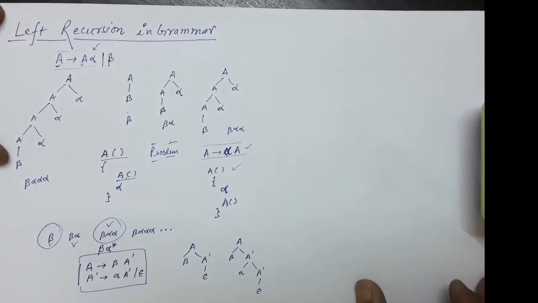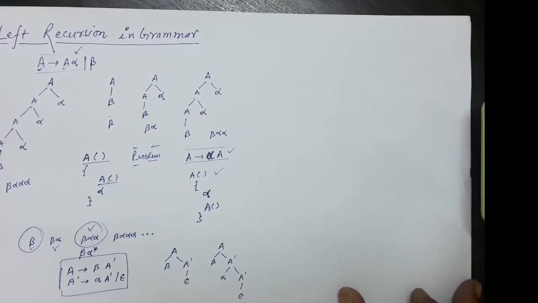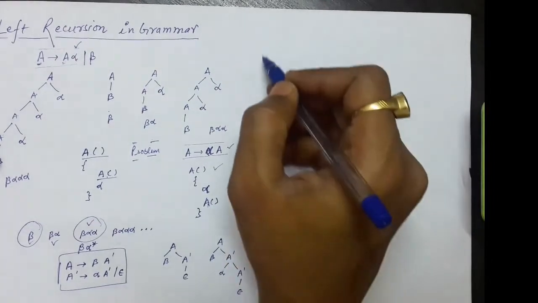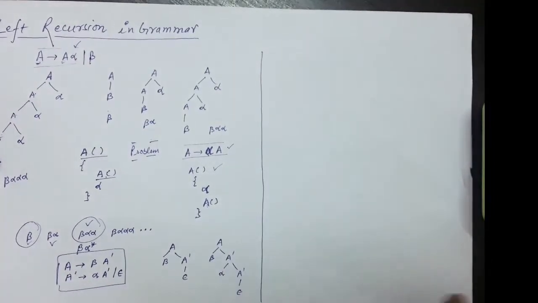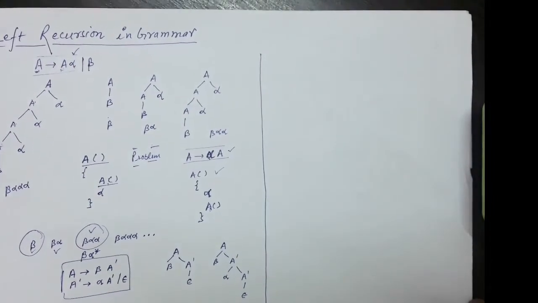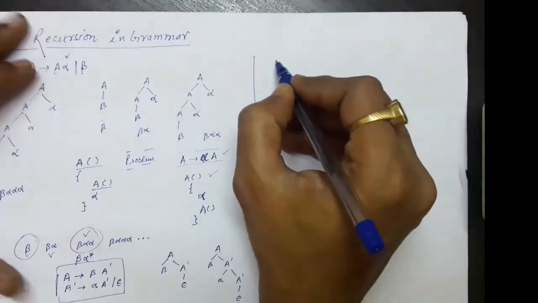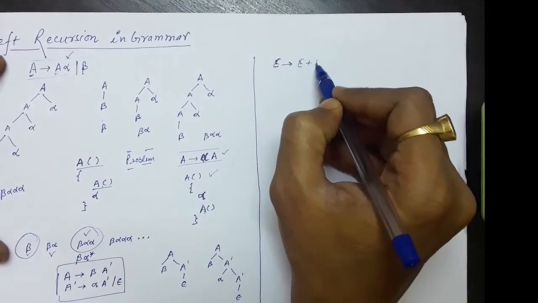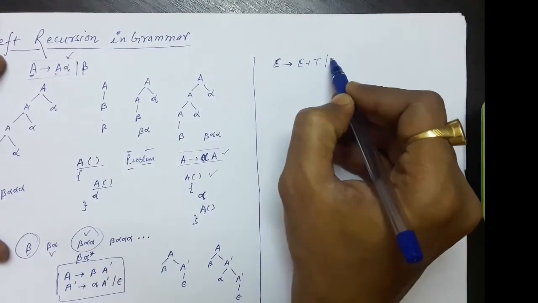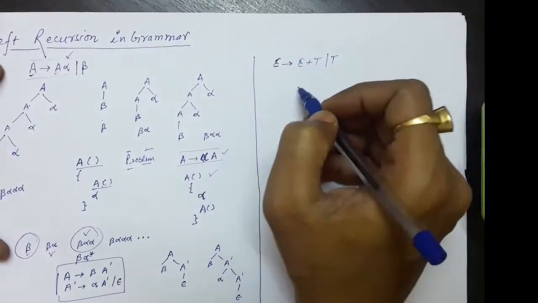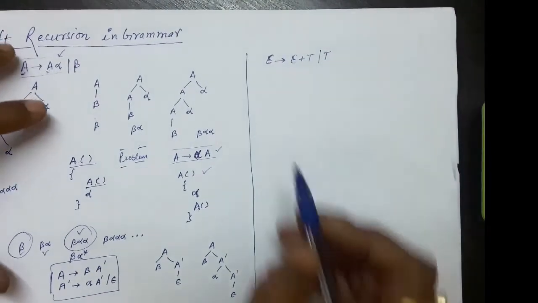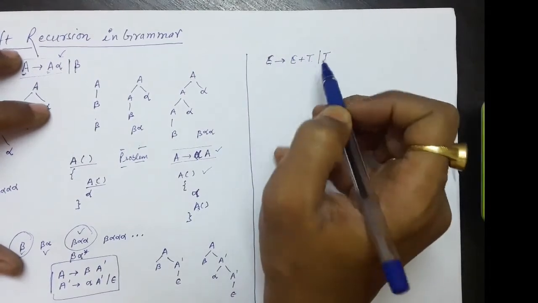So left recursion is a problem for us. That's why we are converting the left recursive grammars to some other form. So let us take some examples and try to convert those left recursive problems into some other form. For example, we have a production of the kind E produces E plus T oblique T. This is a very well known grammar production you must have seen.